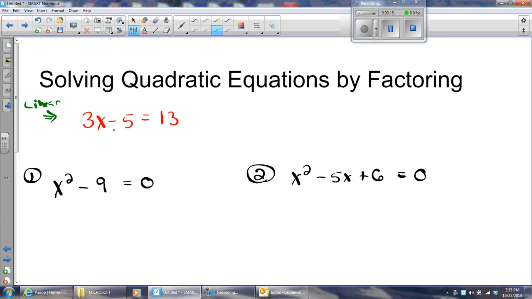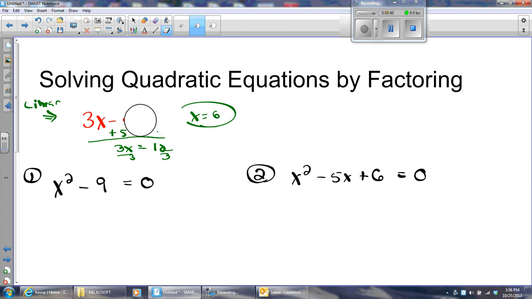And of course, here you would work in reverse order of operations, right? Add 5 to both sides. You get 3x equals 18. And then you would divide by 3, right? And you get x equals 6. All right, that is a linear equation. We're not going to solve quadratic equations like that at all.